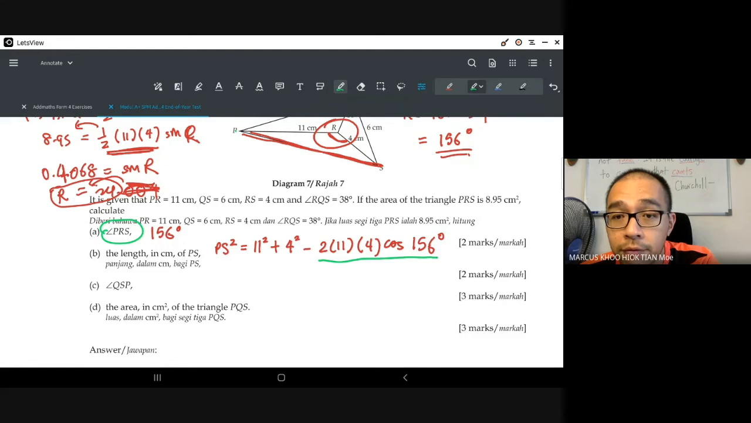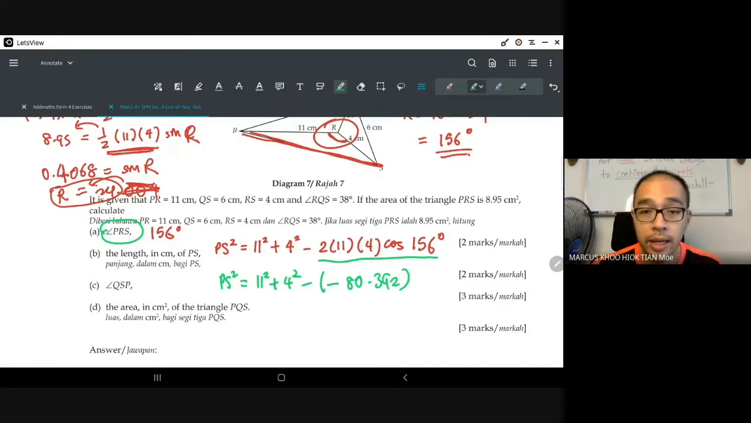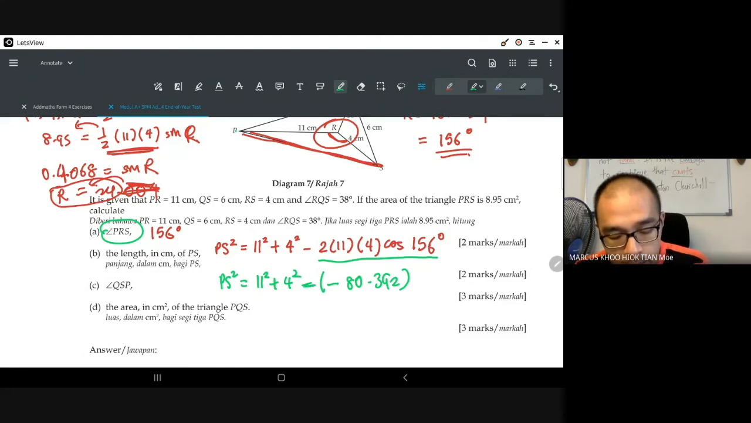I want to have Olivia answer this. Olivia, can you please calculate the one that I underlined in green first? Negative 80.392. This is the reason why I wanted Olivia to calculate this. You're going to get a negative answer, but in front there is a minus, so don't worry about it. The negative and negative will become plus altogether.